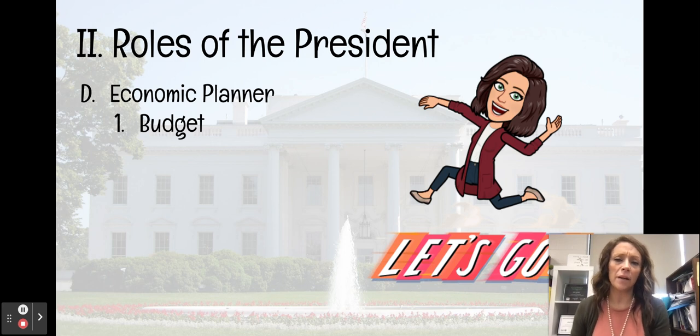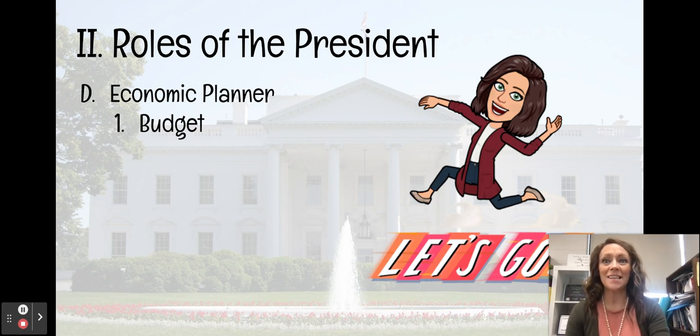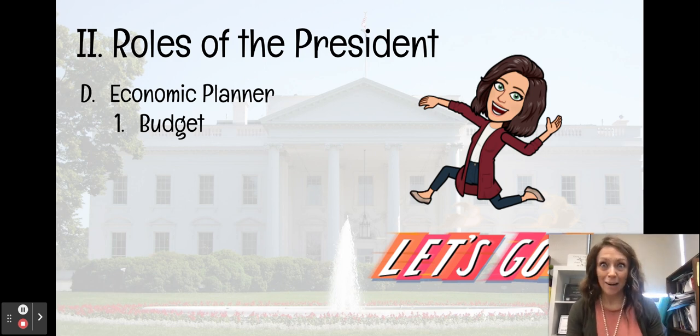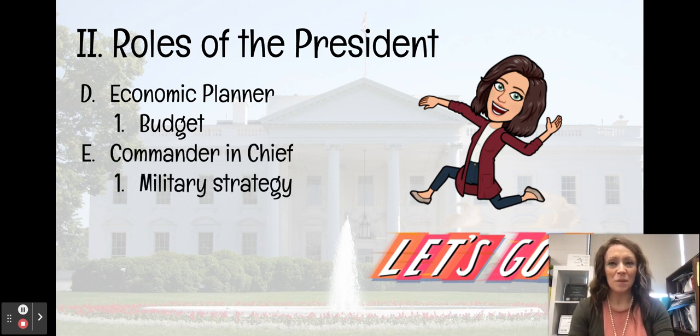The president is also the economic planner. And as the economic planner, his job is to create a budget for the United States and to try to get Congress to pass that budget, outlining all of the different programs and policies that his administration wants to implement, and then trying to get Congress to approve the budget, and hopefully they can get some of that stuff done.